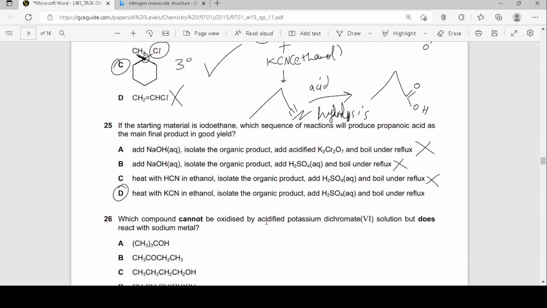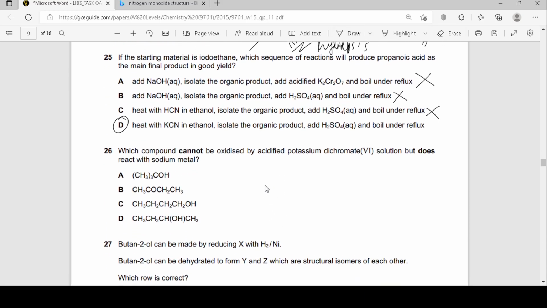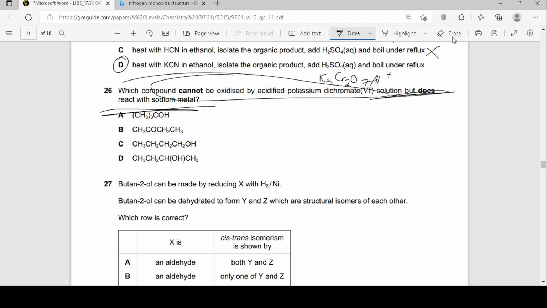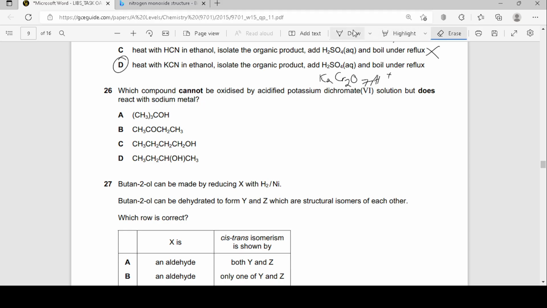D. Right? Next question. Which compound cannot be oxidized by acidified potassium dichromate solution, K2Cr2O7/H+, but does react with sodium metal? So it cannot be oxidized by acidified potassium dichromate solution, which is usually the one that we use for alcohols, right? But does react with sodium metal means it's still an alcohol, or could be a carboxylic acid, could include one of those.